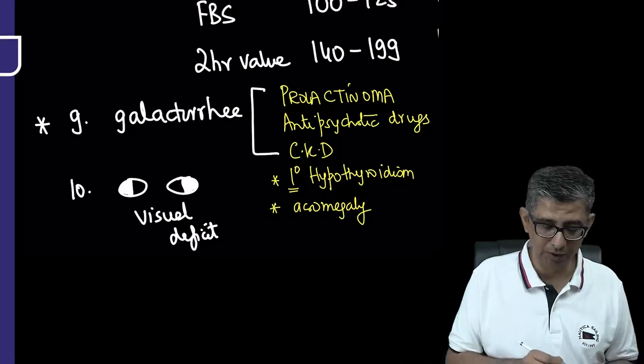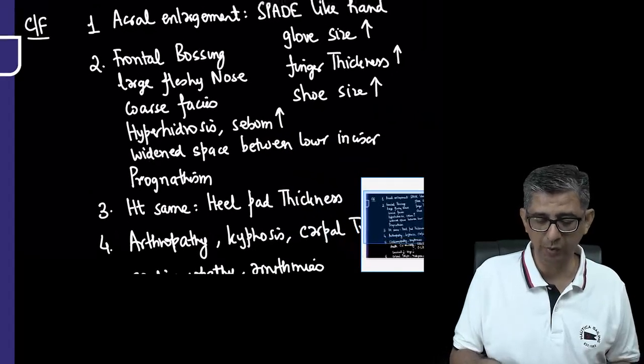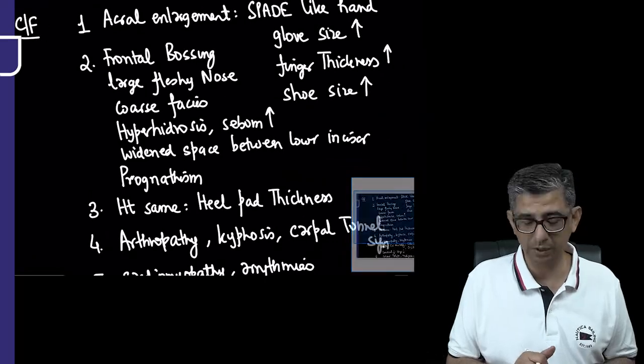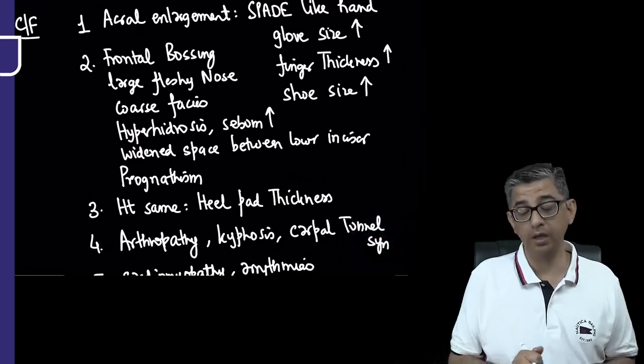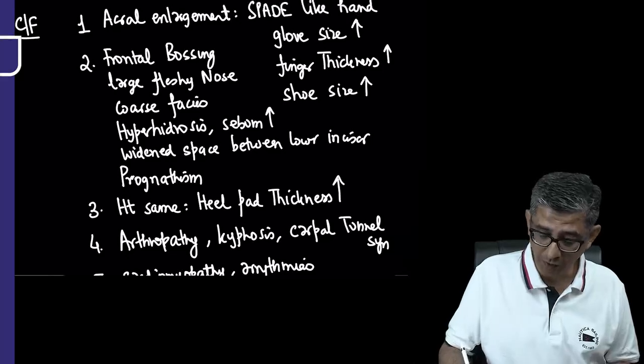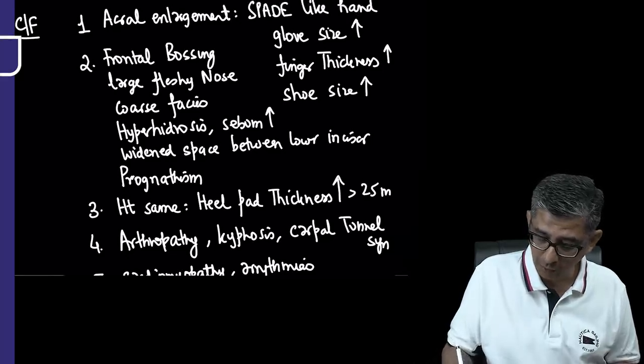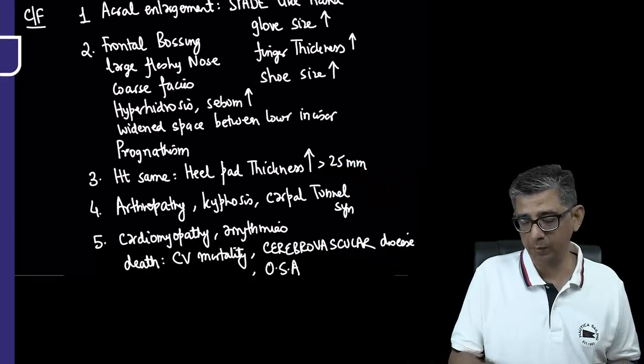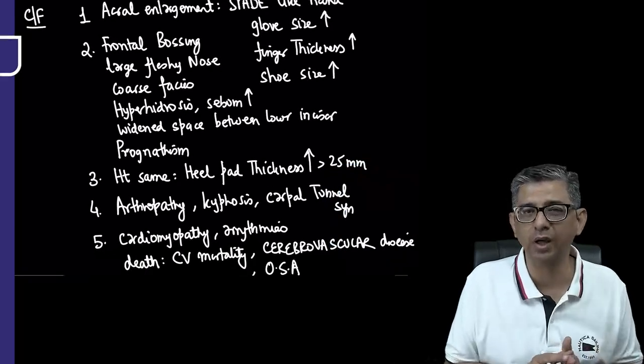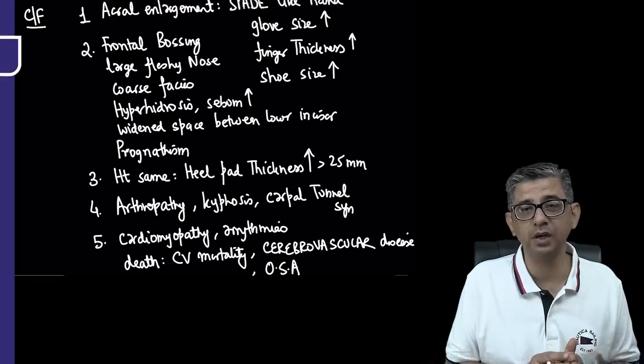And I can say from the exam perspective that every time you read about spade-like hands, coarse facies in an individual, or increased heel pad thickness more than 25 millimeter, which is used for monitoring growth of these patients, then the clinical information would be too characteristic to miss in an exam.